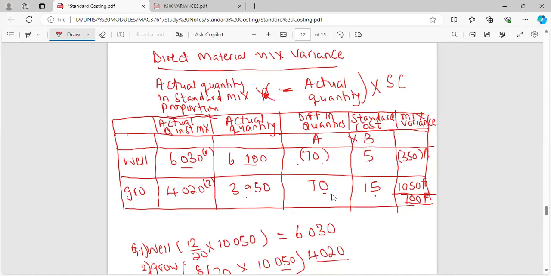Right. I don't know if there's anyone who needs more clarification on this calculation. If there is anything that you guys feel like you don't get it.